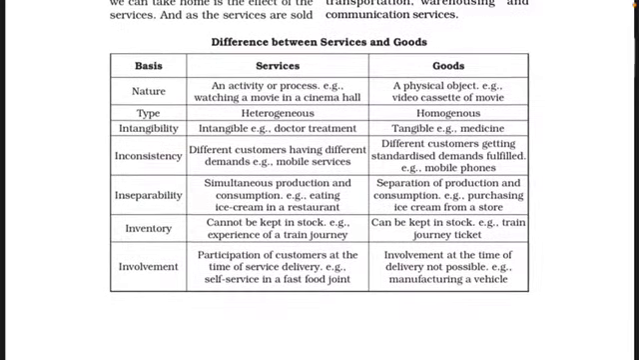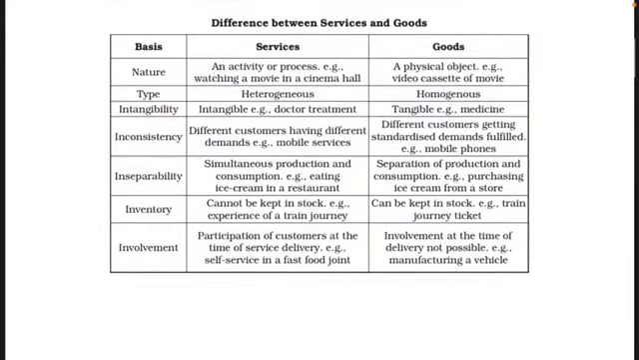On the basis of type, they are heterogeneous and homogeneous. Next one is intangibility. Intangibility means our services are intangible in nature. We cannot touch that thing, and goods are tangible. We can feel that, like medicine or a mobile phone. And services are intangible, like a doctor's treatment or a lawyer's advice.